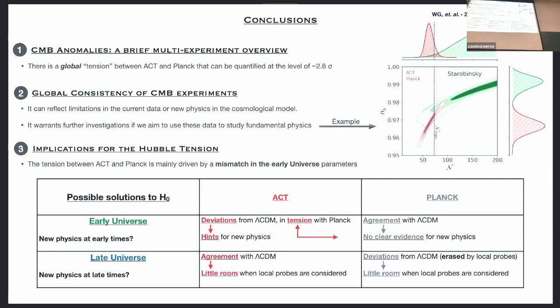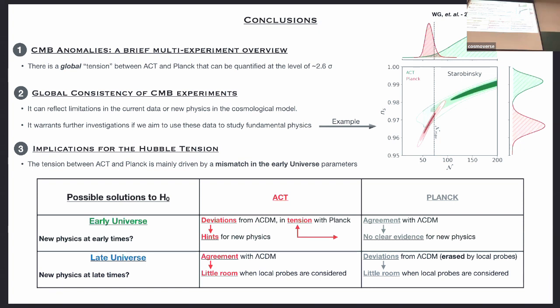So let me just conclude and derive some general statements from this presentation. There is a global tension, or disagreement, between ACT and Planck, which can be quantified at the level of 2.6 standard deviations within the ΛCDM model of cosmology. Now, this can reflect observational systematics or new physics, we don't actually know. But I think it's reasonable to conclude that this difference warrants further investigation, above all if we want to use this data to study fundamental physics.